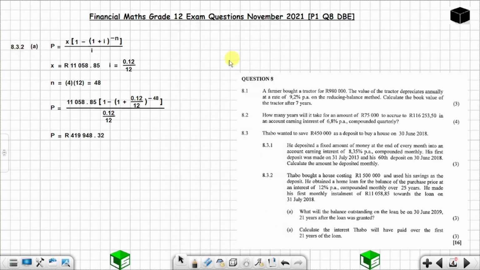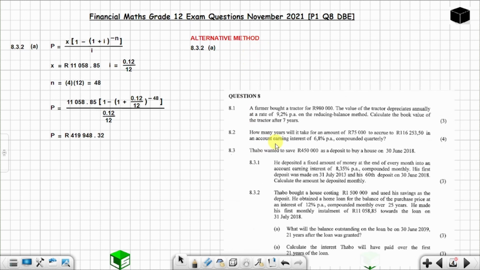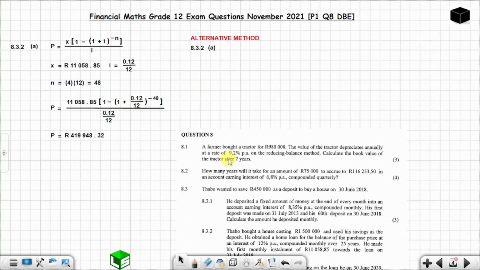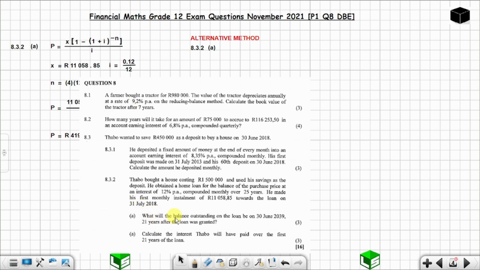8.3.2a. Okay, there is another method that you can use to solve this question. Alternative method to solve question 8.3.2a. Let's see. You can use this formula. The question is, what will the balance outstanding on the loan be on 30th June 2039, 21 years after the loan was granted? You can use this formula to find the outstanding balance 21 years after the loan was granted.